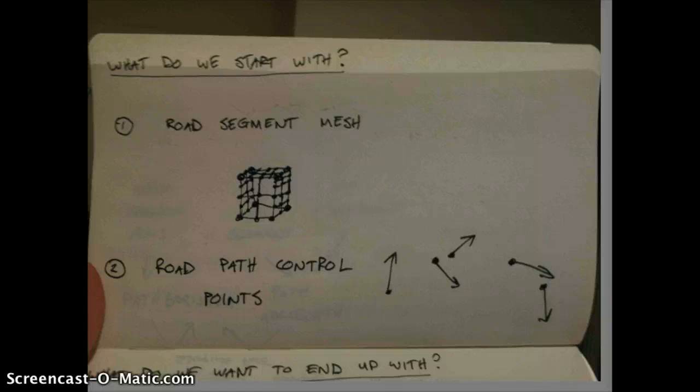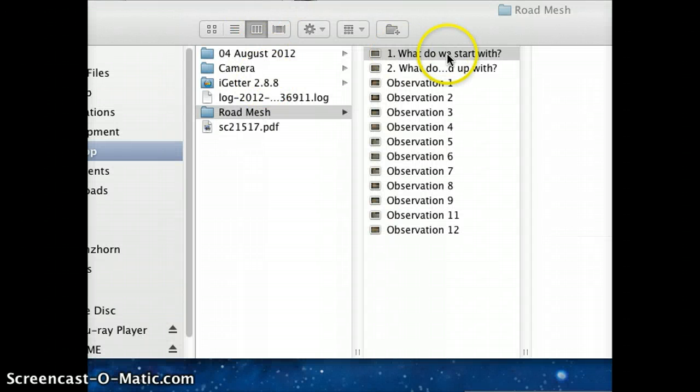Okay, so I just want to walk through what it is that we're trying to do here. The first thing is we've got a road mesh segment, right? That's made up of vertices, and then we've got a road path, a bunch of road path control points, right? And I call them road path control points because I use the term road path continuously. So we've got these two things. That's what we start with.